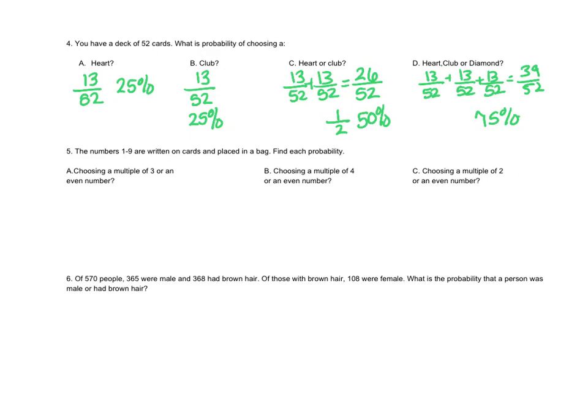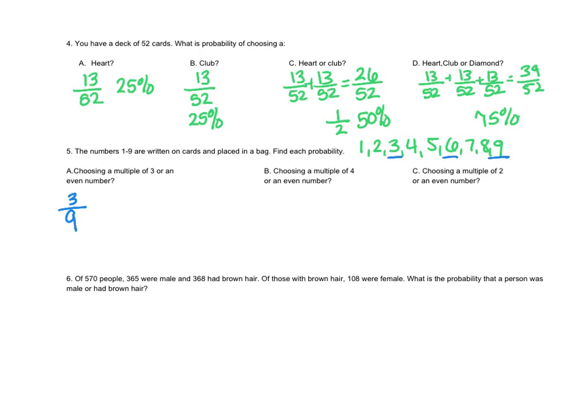Numbers 1 through 9 are written on cards and placed in a bag. Find each probability, choosing a multiple of 3 or an even number. All right, so let's just write our numbers. A multiple of 3, well, 3, 6, and 9. So we have a 3 out of 9 chance.